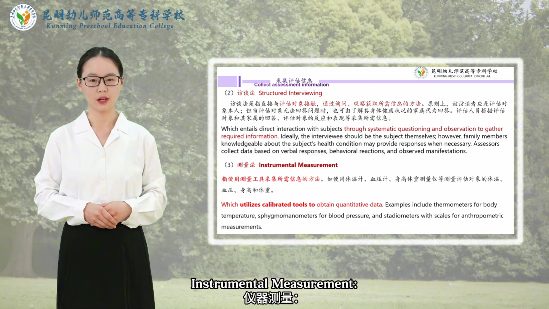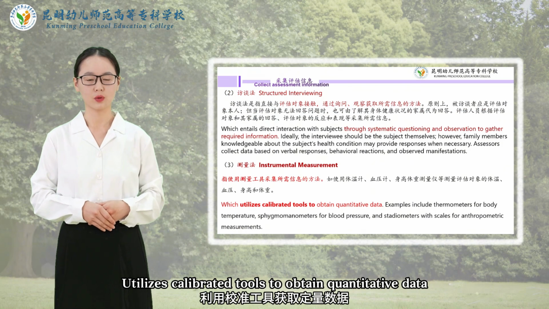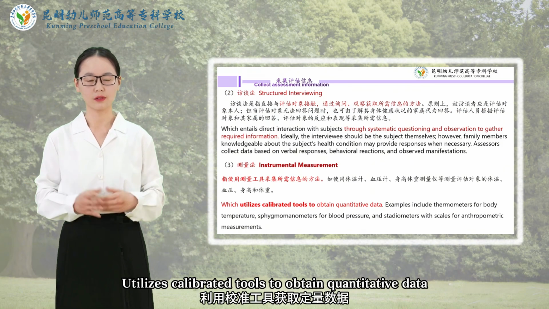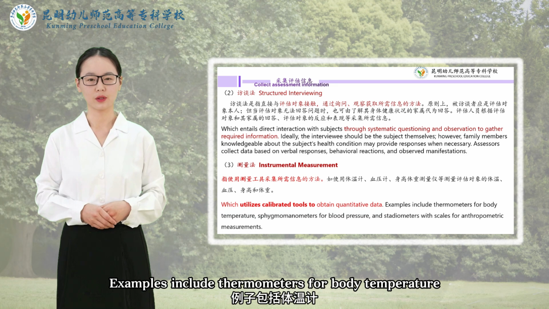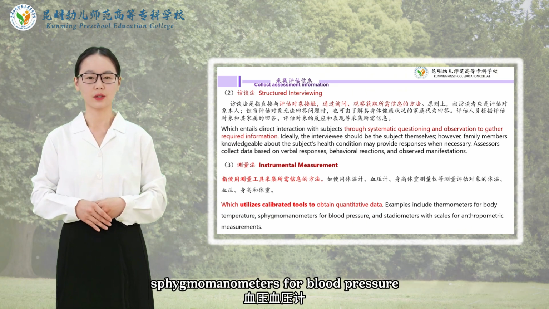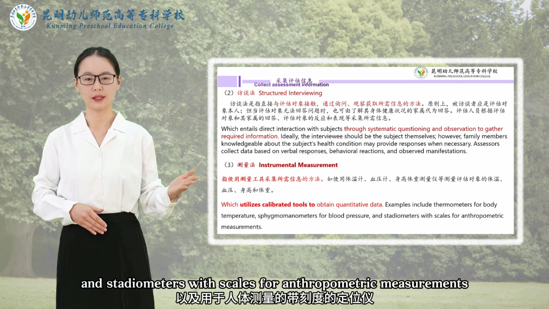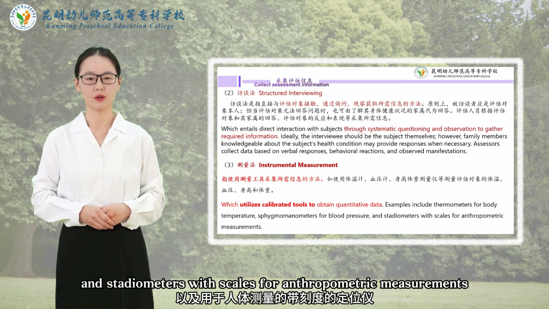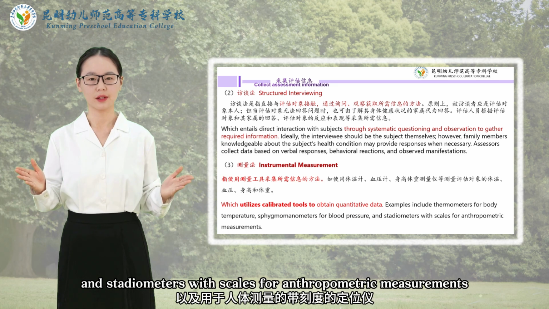Instrumental measurement utilizes calibrated tools to obtain quantitative data. Examples include thermometers for body temperature, sphygmomanometers for blood pressure, and stadiometers with scales for anthropometric measurements.